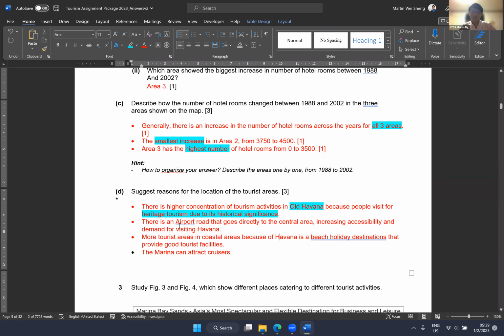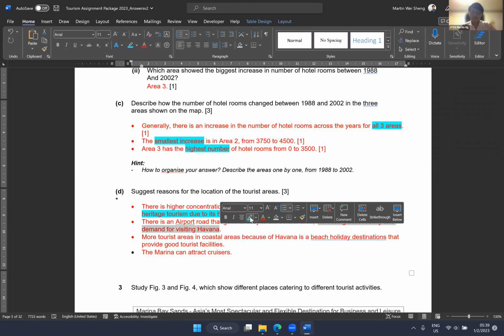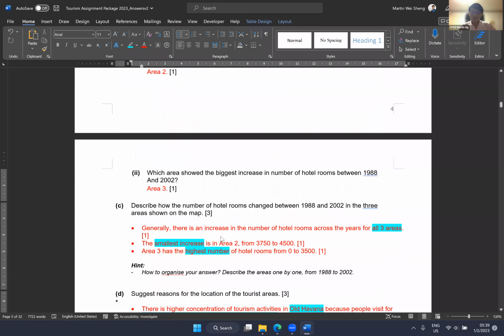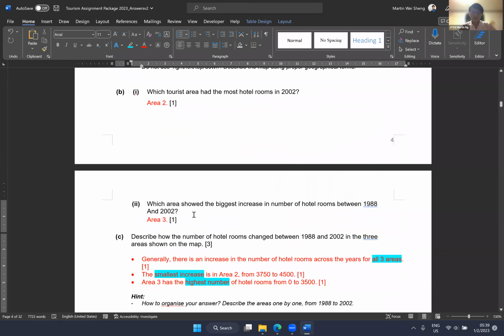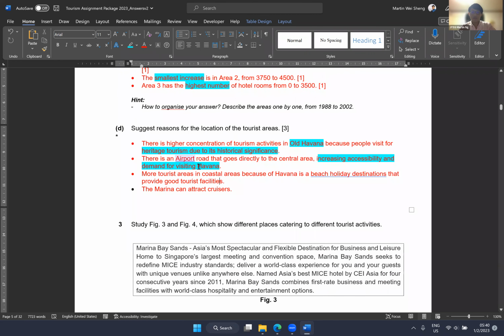All right. Then next, there's an airport road that goes directly to the central area. So increasing accessibility and demand for visiting Havana. So this would be Central Havana. Okay, this area. So from the airport, you realize people can travel straight down to Central Havana. So that's why there is a lot of tourist activity in Central Havana.